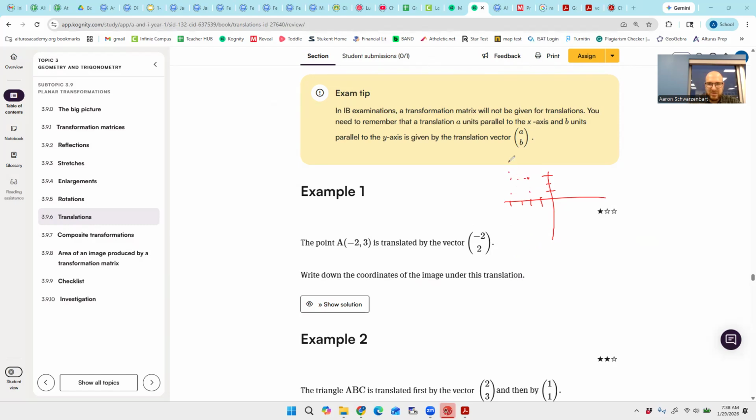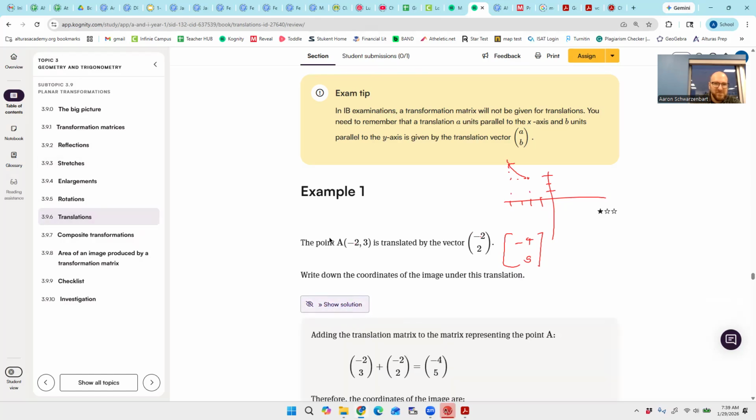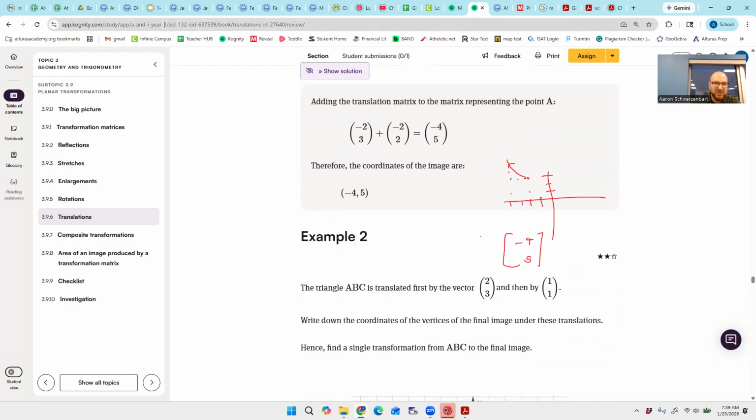Back to this way, over to that way. That's the vector -2, 2. I get -4, 5. Essentially, I've just added my point and my vector. My x's, -2 plus -2 is -4, 3 plus 2 is 5. Make sure I did not screw anything up. Yeah. And that's all they want you to do with these.